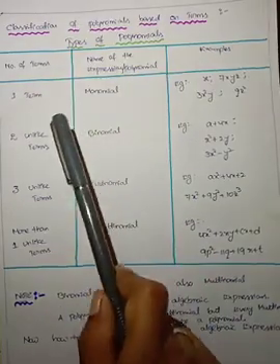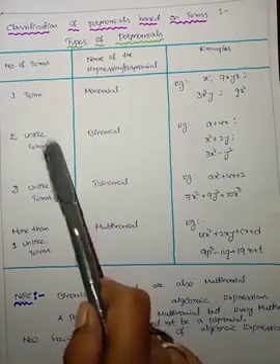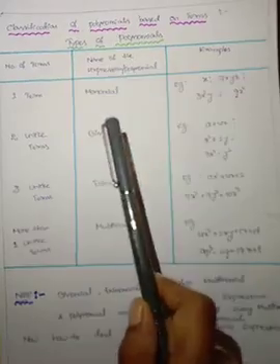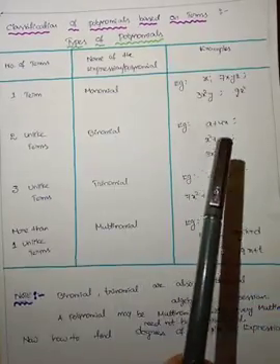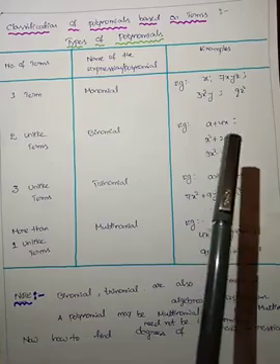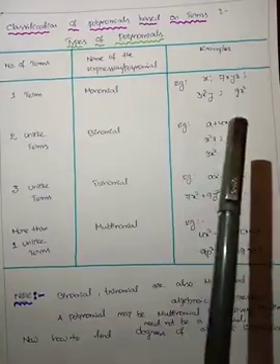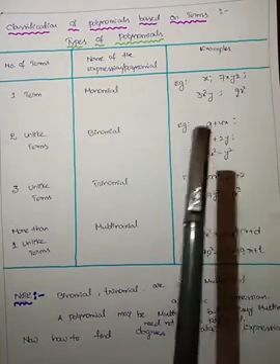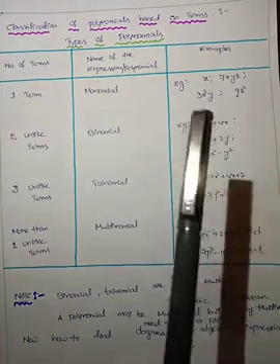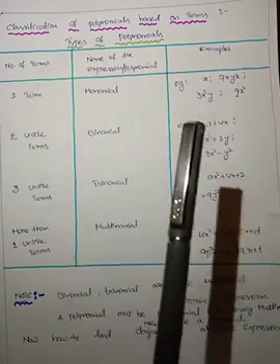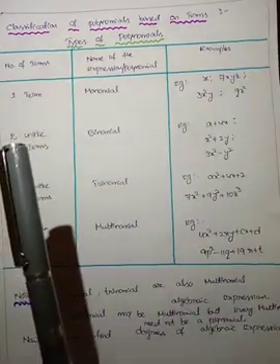If the polynomial has two unlike terms, then the polynomial is called binomial. If the polynomial has two terms, then that polynomial is called binomial. I am saying two unlike terms. Like terms means the variables are equal. Unlike terms means the variables are different. Here the variables are different.